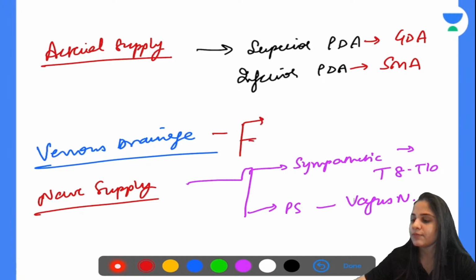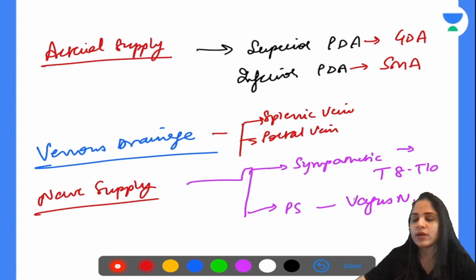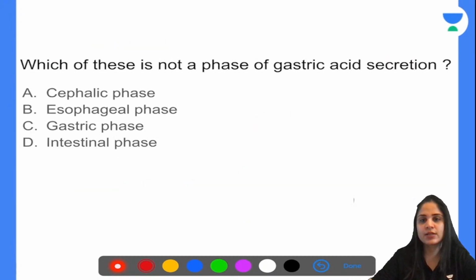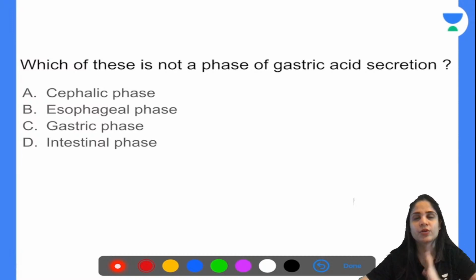And for the venous drainage, just try to remember all the veins that are there around. You have mainly your splenic vein and your portal vein. It all drains into the splenic vein, portal vein, and superior mesenteric vein. So this is about your arterial supply, venous drainage, and nerve supply of the duodenum. Now moving on to the physiology of the stomach.